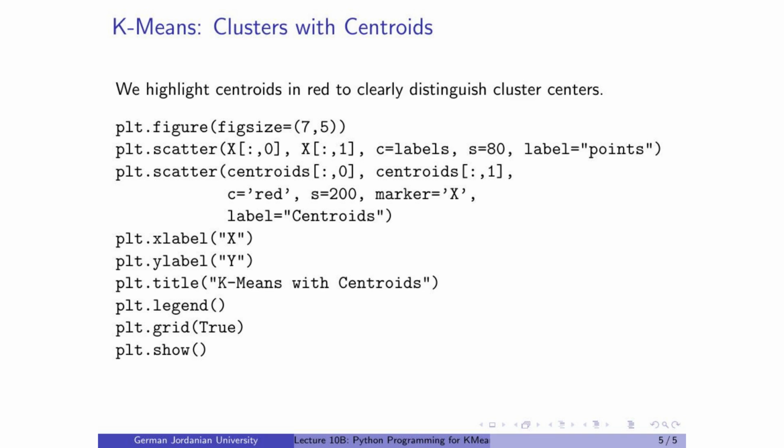In the final visualization, we highlight the centroids. Each centroid is marked with a large red X, making it easy to identify the center of each cluster. This helps students understand how the algorithm updates the centroids during each iteration and how the final cluster centers represent the average position of the points inside each group. This completes the full KMeans workflow: dataset, clustering, and visualization.